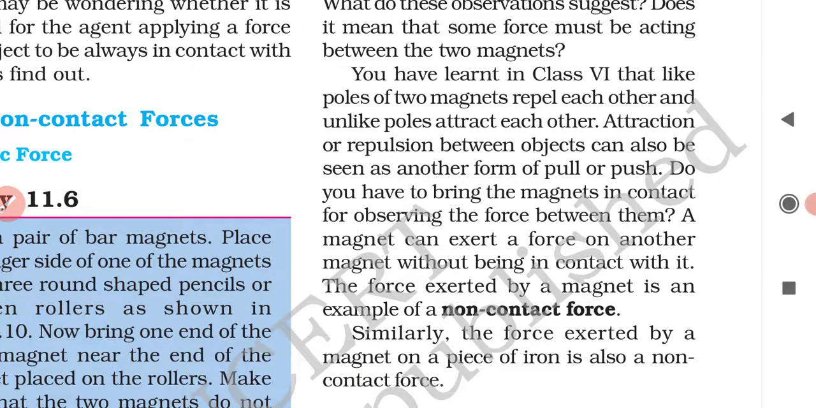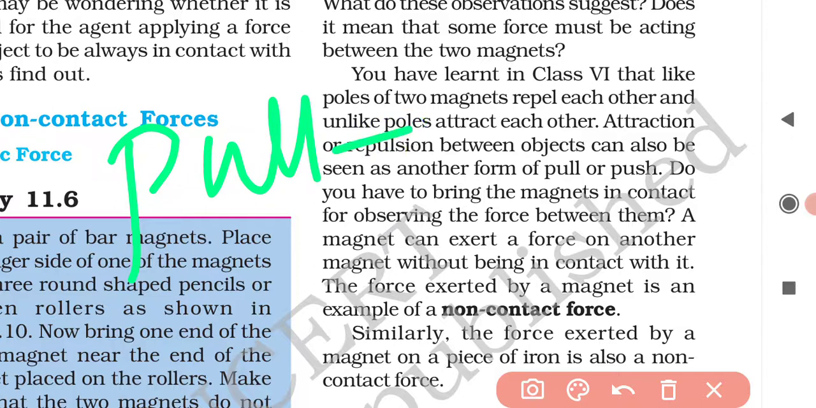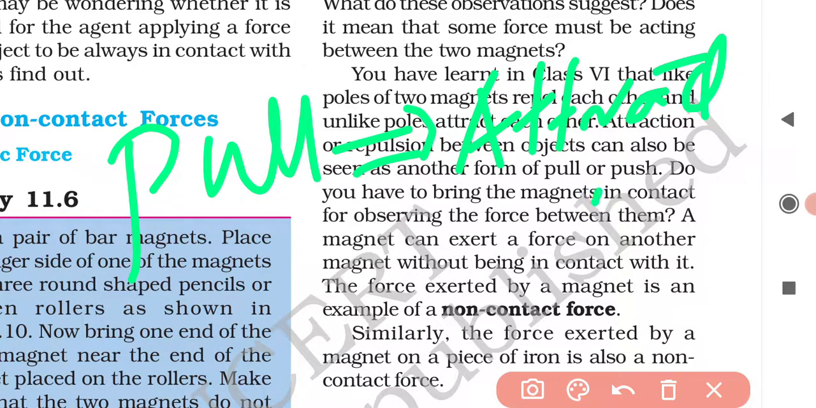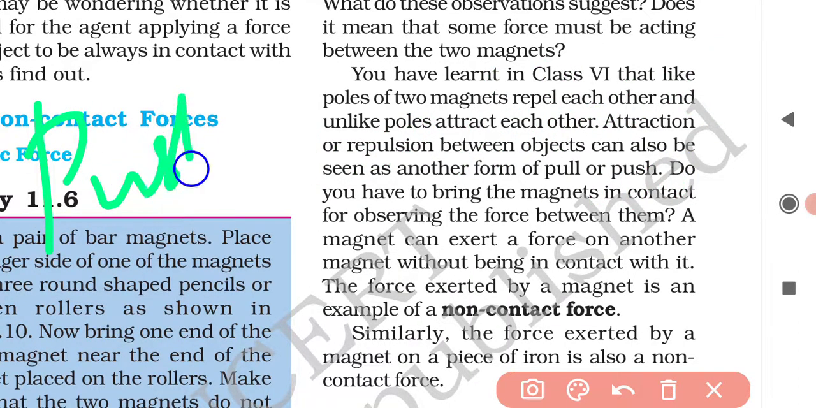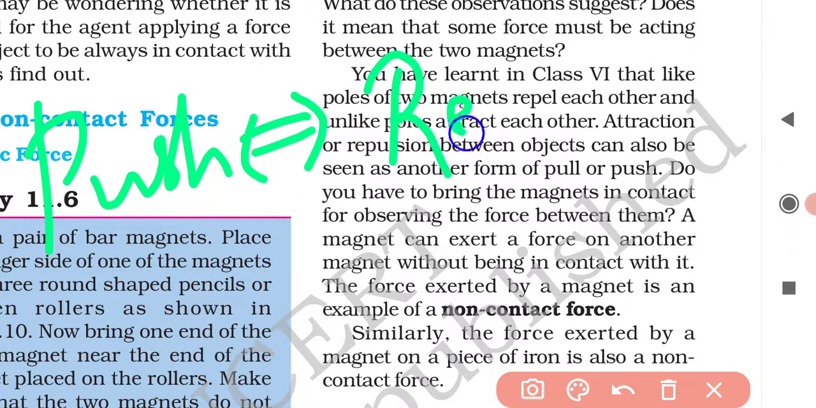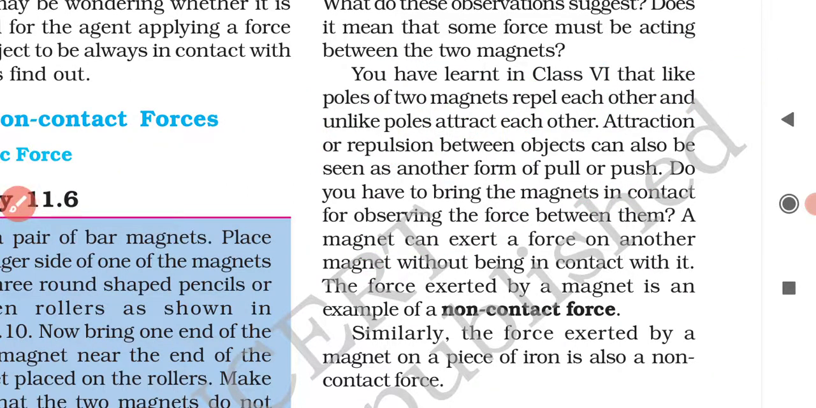Okay, so you have learned in class 6 that like poles of two magnets repel each other and unlike poles attract each other. Attraction or repulsion between objects can also be seen as another form of pull or push. Pull resembles what? Attraction. You are pulling each other, right? And push resembles what? It resembles repulsion. It is another form of what? Pull or push.